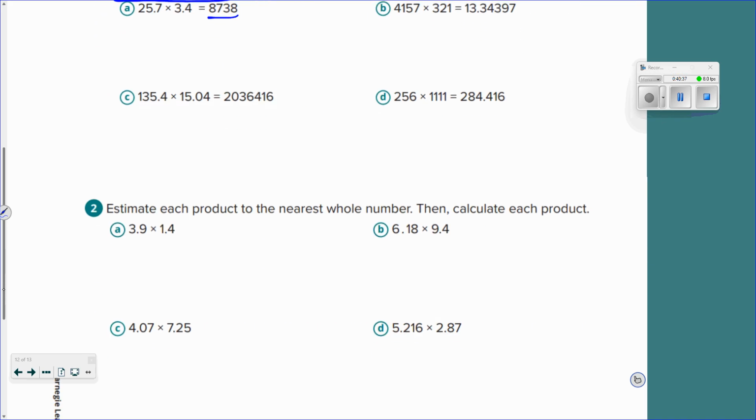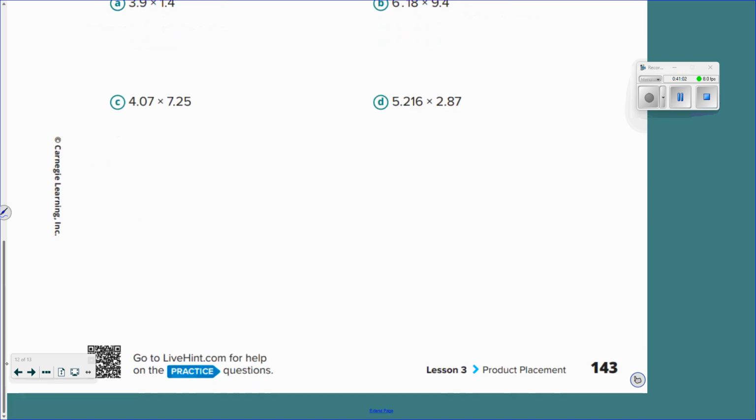Here's where people lost a lot of points last year. I need to estimate each product first, and then calculate each product second. So how many answers should I have for all four of those problems? Two. I need an estimation and an actual calculation. Make sure you are showing your work. Going to the next page.